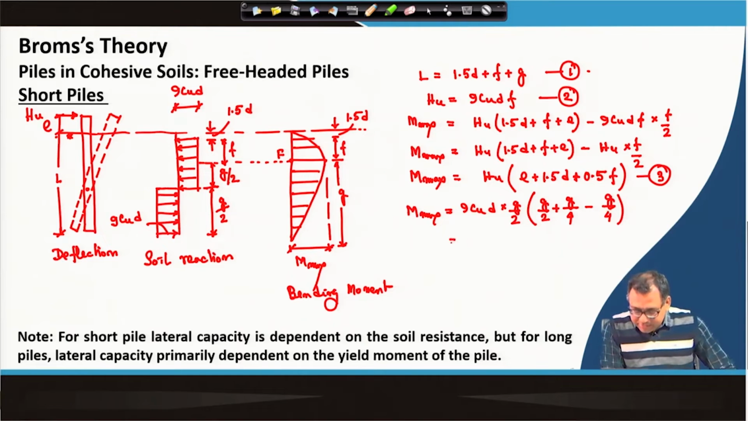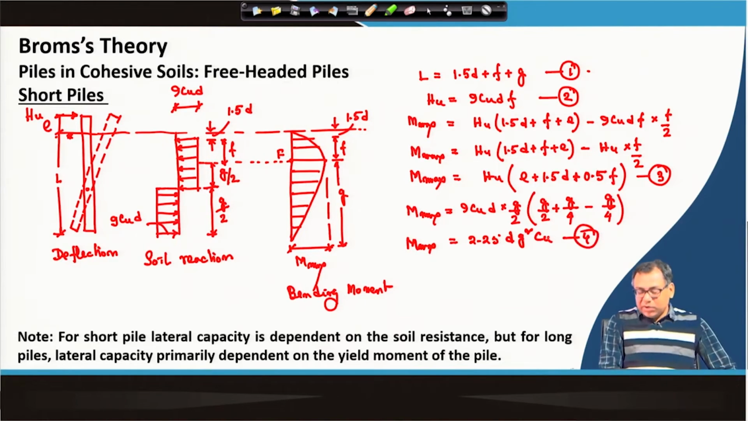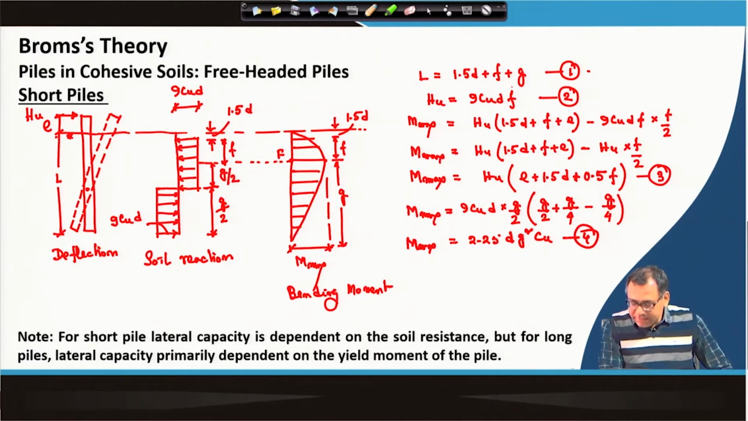So, finally, this value is 2.25 d G square into Cu. So, this is also M max. So, there will be 4 equations. So, now what are my unknowns? My unknowns are f is unknown, I do not know what is the f value, g is unknown, m max is unknown, hu is unknown. I mean 4 unknowns are there.